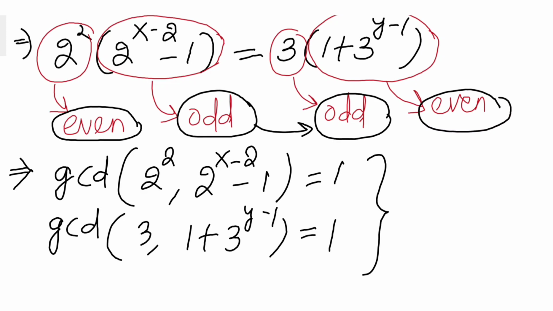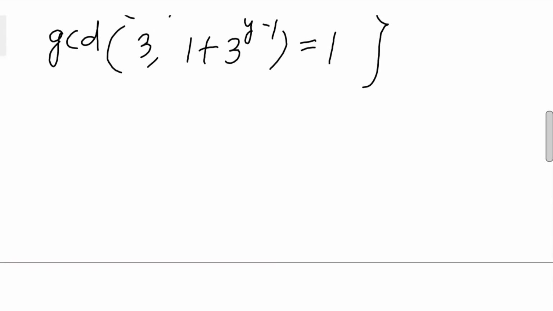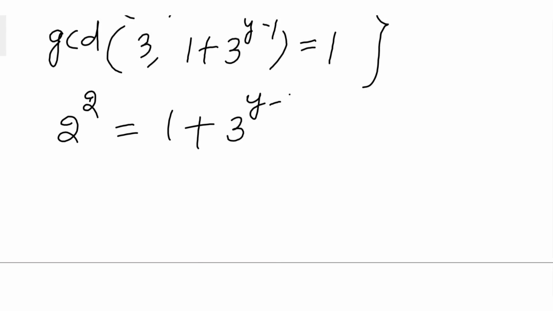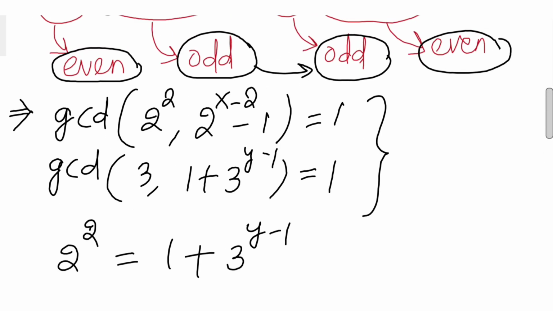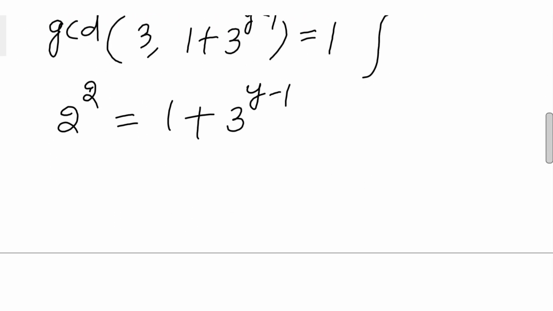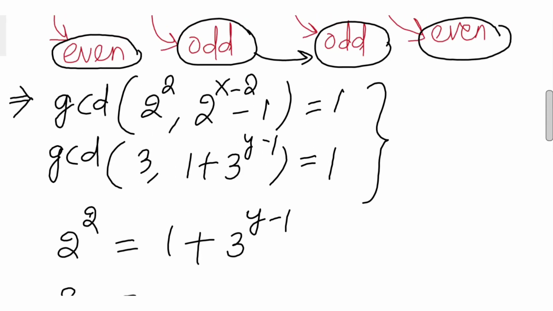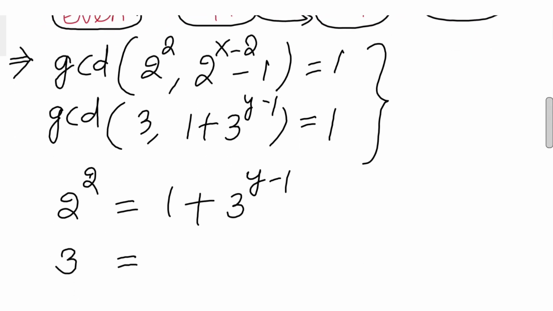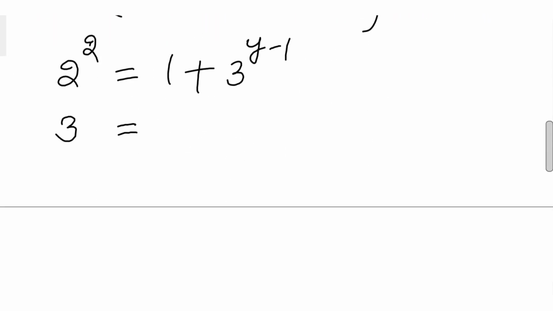So now what we'll get, 2 to the power 2, that is even to even, 4 equals 1 plus 3 to the power y minus 1. So we are going to have 2 square equals 1 plus 3 to the power y minus 1 for even to even, and odd to odd, that is 2 to the power x minus 2 minus 1 equals 3, or 3 equals 2 to the power x minus 2 minus 1.